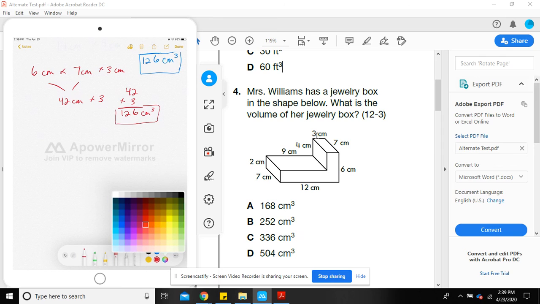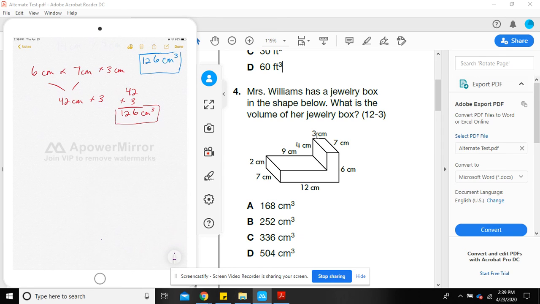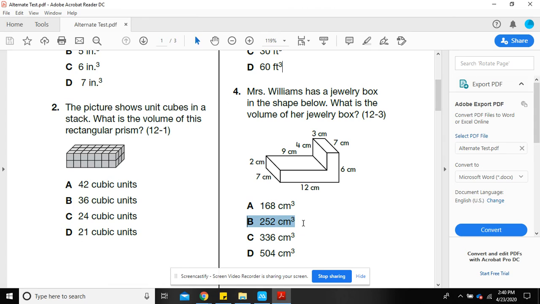So I will do that in purple. So we have this here, our 126 centimeters cubed, and our other 126 centimeters cubed. And we're going to add that up. It's still going to be centimeters cubed. 6 plus 6 is 12, carry my 1. 2 plus 2 is 4, plus 1 more is 5, and 1 plus 1 is 2. So this answer is going to be B, 252 centimeters cubed.